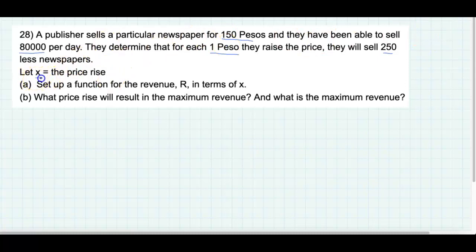So we're going to say X is the price rise and R is revenue. So R of X equals what? Their revenue right now is the number of papers they sell times the price. So let's say P, the price, is 150, times 80,000. And what does that equal? That's 12 million. So that's where they are right now.